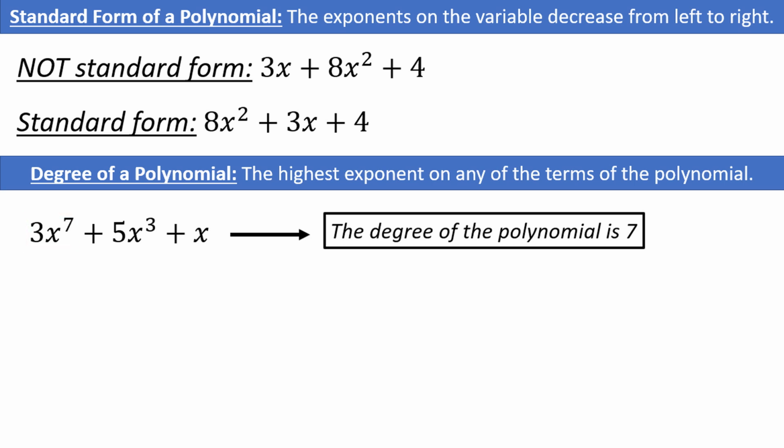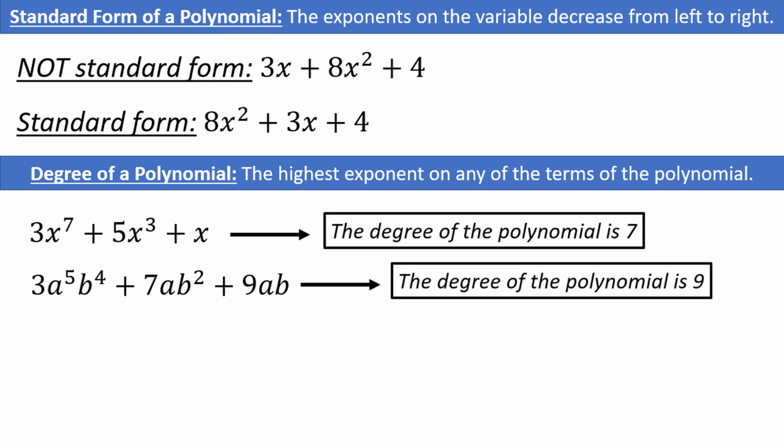More often than not, polynomials only have one variable, but if there is more than one variable, the degree takes into consideration the power on all variables. So, for example, the degree on 3a to the 5th, b to the 4th, plus 7ab to the 2nd, plus 9ab is 9, as the combined power of all variable exponents is 9 on the 3a to the 5th, b to the 4th term, as 5 plus 4 is equal to 9. That's larger than the combined power on any of the other terms, which is 3 for the second term and 2 for the third term.